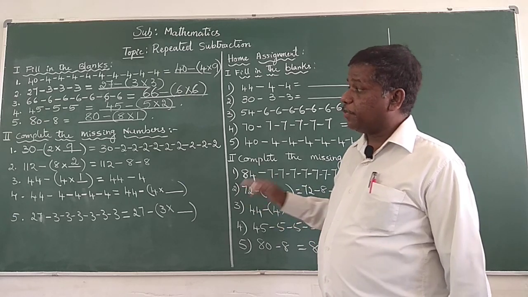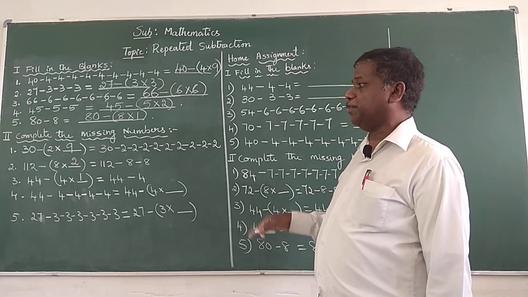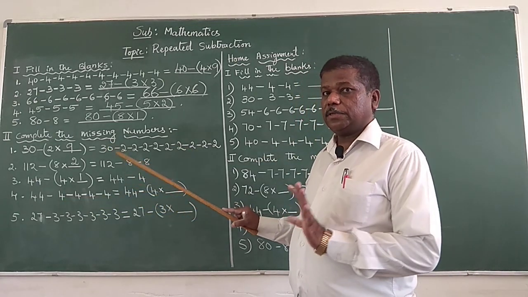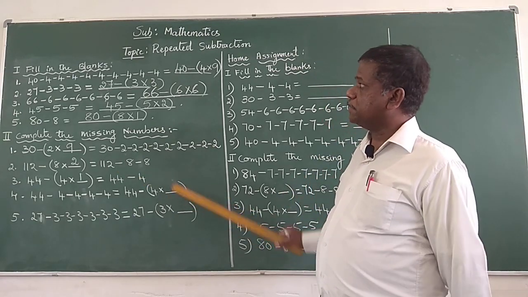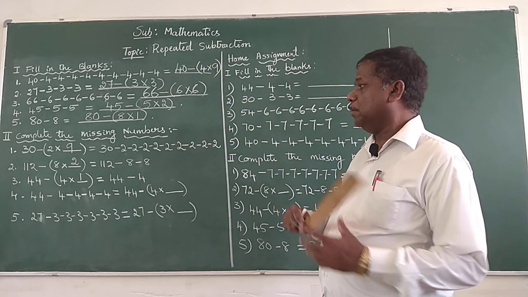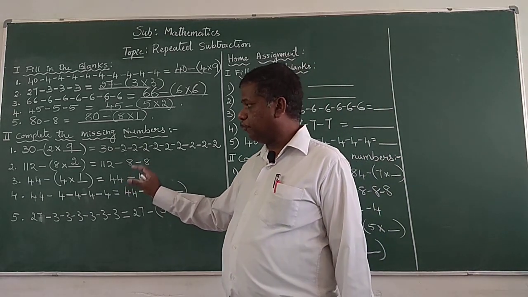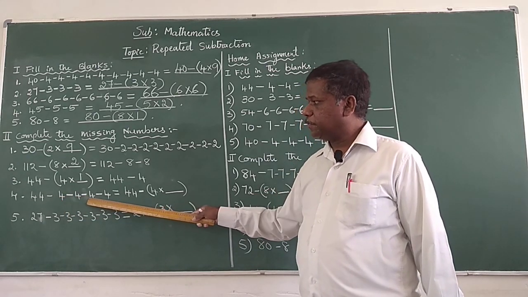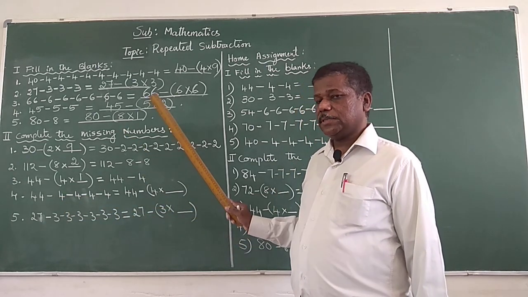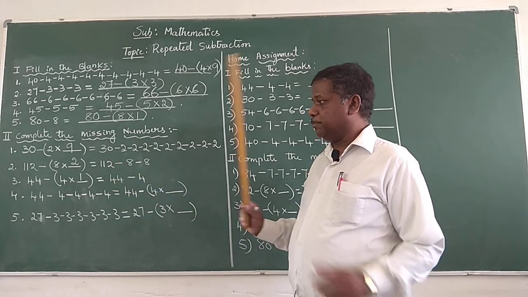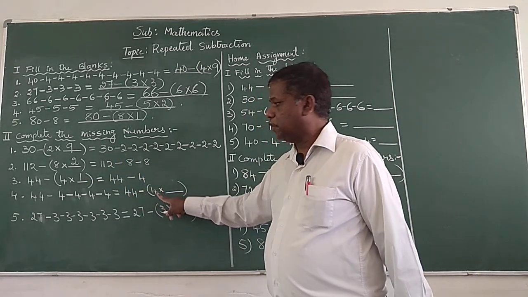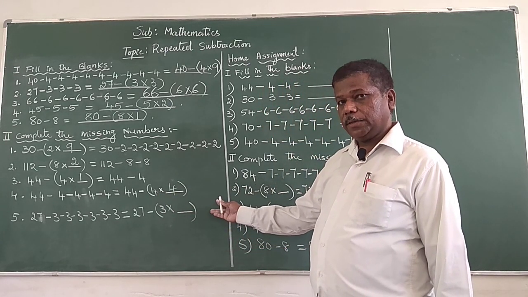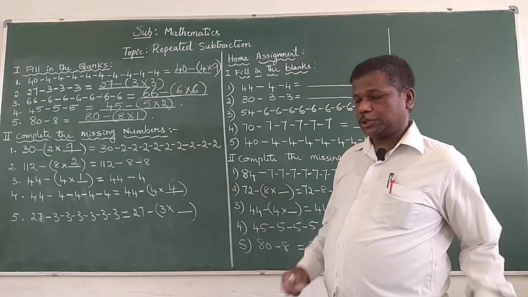Next one, again the same type of problem. 44 is a number from which 4 is subtracted. But here, as you can see, the left side of the answer is given, and on the right side you have to write the answer just like we did in the first one. So 44 minus 4. 4 is repeatedly subtracted. How many number of times? Let us count. 1, 2, 3, 4. So 4 is subtracted from 44 4 times. So 44 minus 4, 4 times. This is clear? Let us move to the last question.